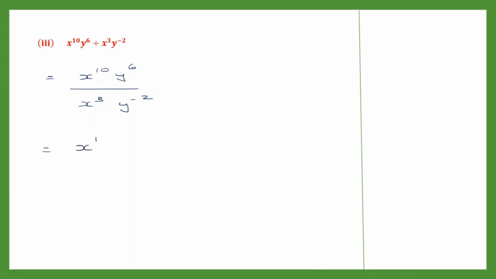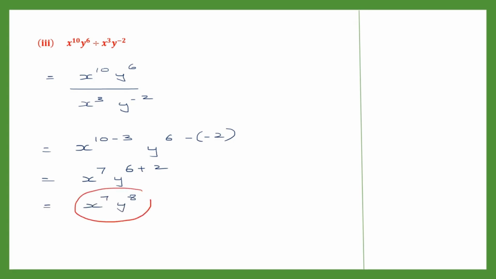So x to the power of 10 minus 3. Now look at y. Here also the base is the same, so we can subtract the powers. So this will be y to the power of 6 minus minus 2. So this is x to the power of 10 minus 3 is 7 and y to the power of 6 plus 2. So this becomes x to the power of 7 and y to the power of 8, which is our final answer.